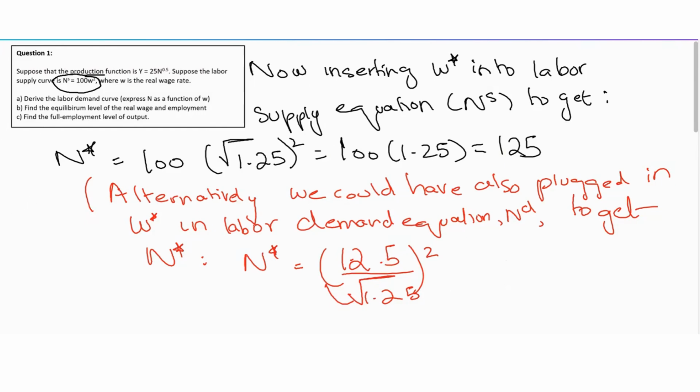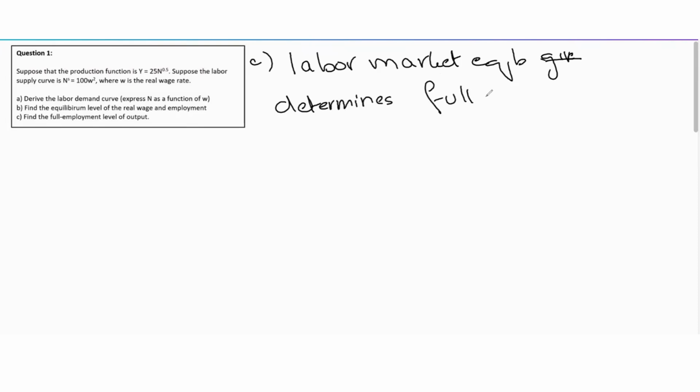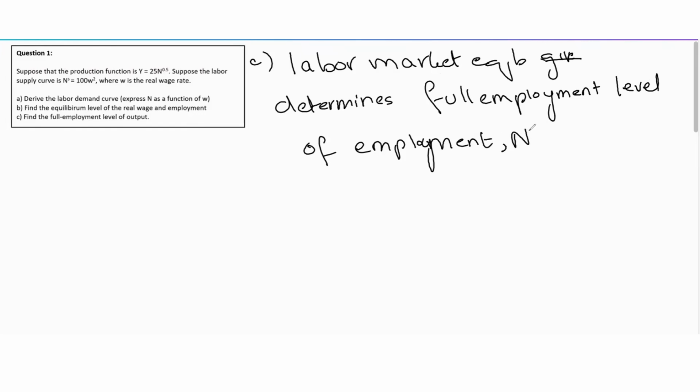So now we're done with this. Let's do the last part, where you want to find the full employment level of employment. Here we need to keep in mind that in this model, labor market equilibrium determines the full employment level of employment, which is N star. So once we find the equilibrium level of employment, it's the full employment level of employment, or what we call the natural level of employment.